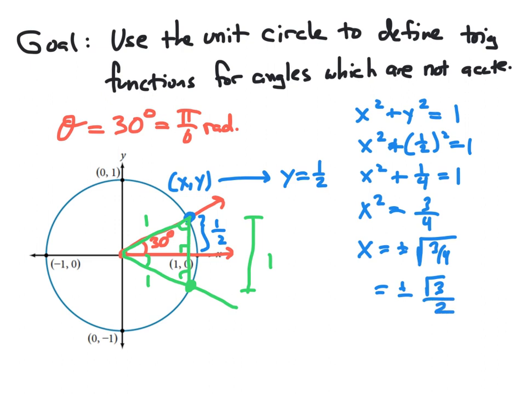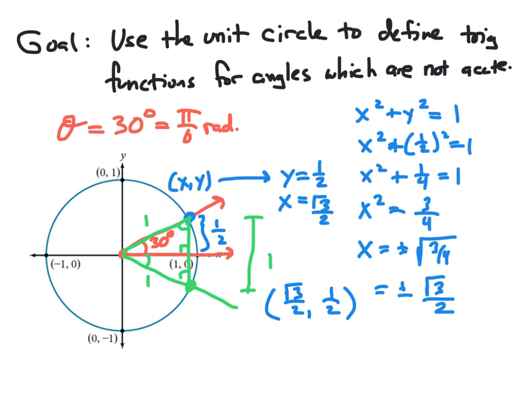Now, our point that we're looking for here is in the first quadrant, which means that we want a positive value of x. And so for our point here, we're going to choose the positive square root of 3 over 2. So this point that we were looking for, x comma y, is the point square root of 3 over 2 comma 1/2.